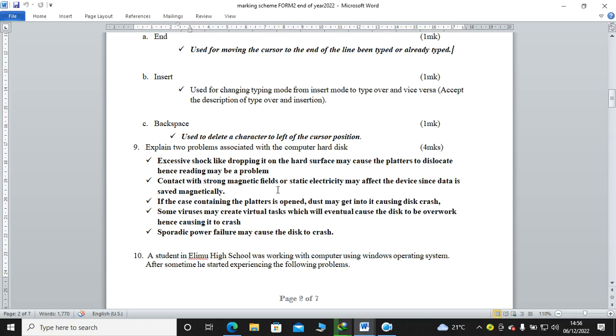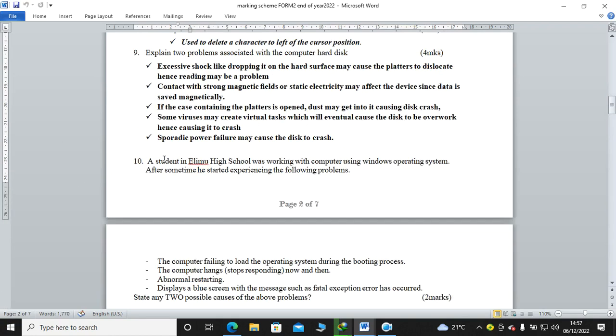Contact with strong magnetic fields or static electricity may affect the device since data is saved magnetically. So avoid strong magnetic fields near your hard disk. If the case containing the platters is open, dust may get into it, causing the disk to crash. Some viruses may create virtual tasks which will eventually cause the disk to overwork, hence causing it to crash. Lastly, sporadic power failure may cause the disk to crash. So take note of those ones. Those ones will help you to really understand causes of disk crash.